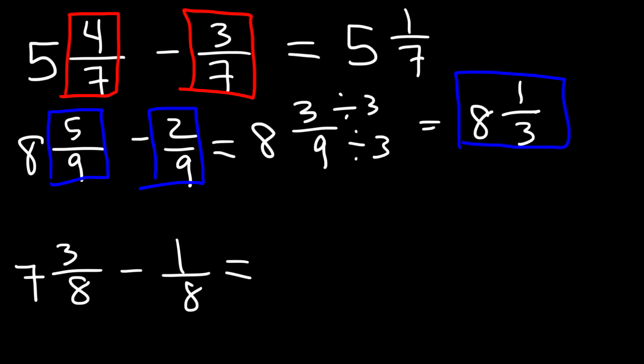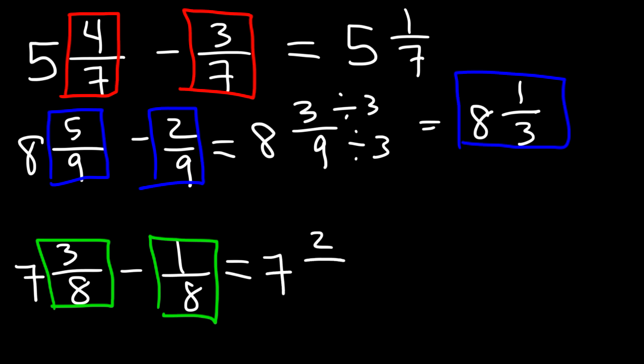Now for the next one, we need to subtract 3/8 by 1/8. And so that's going to give us 7 and 2/8. Now 2/8, we can reduce that to 1/4 if we divide the 2 and the 8 by 2. And so that's the final answer for the last example.